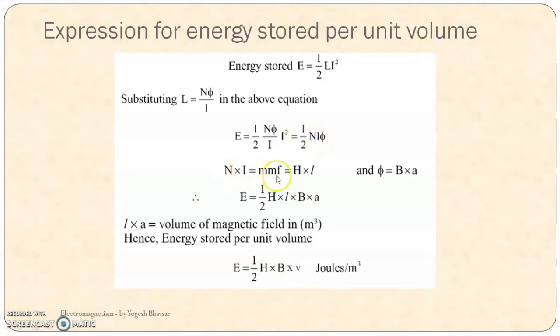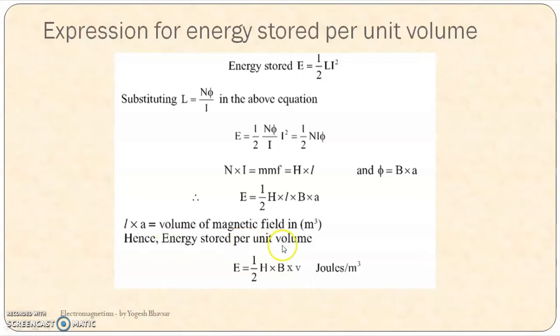We know the MMF, which is given by N into I, and for another way it is magnetic field intensity into length, H into L, and flux density is flux per unit area. So flux is equal to flux density into area, that is B into A. Use in the above equation, so we will get E is equal to half H into L into B into A. Again, from this equation we can say L into A, which is a volume of magnetic field. Length into area, it is nothing but the volume. Then here it is a volume of magnetic field in meter cube.